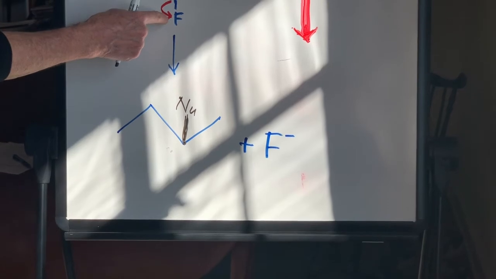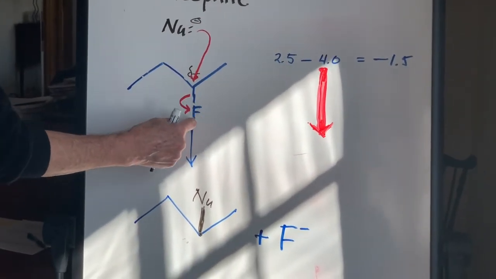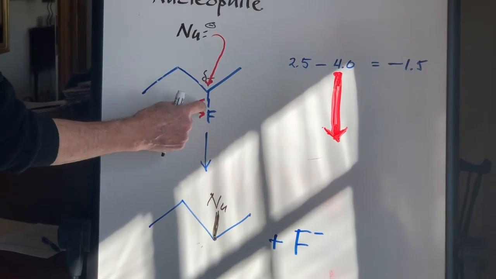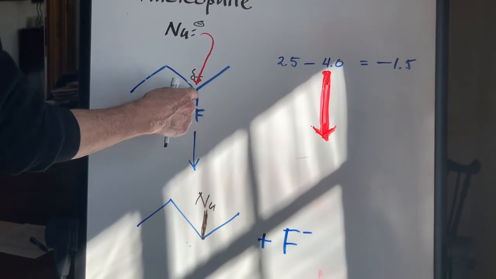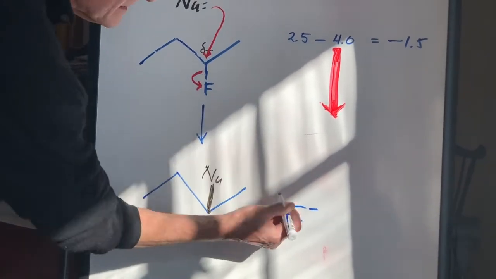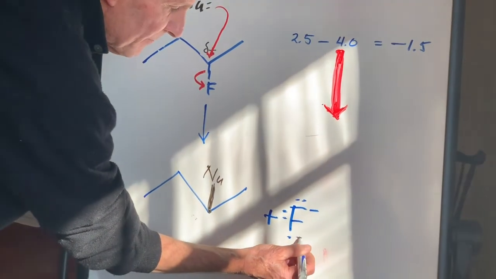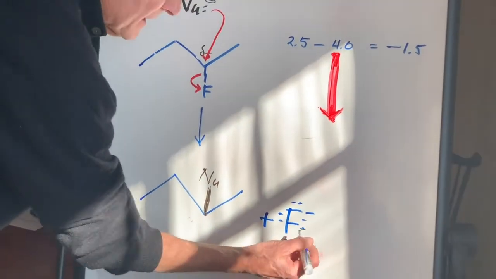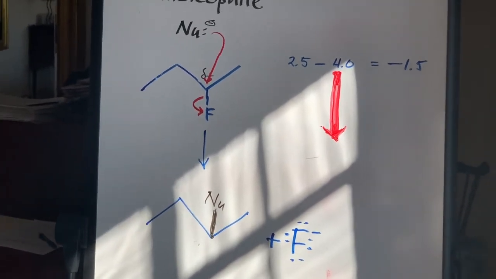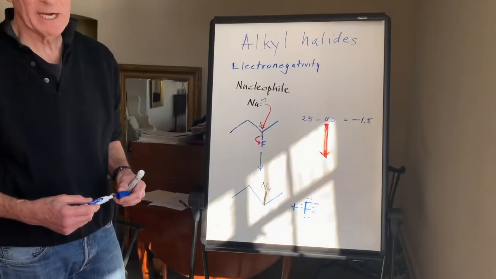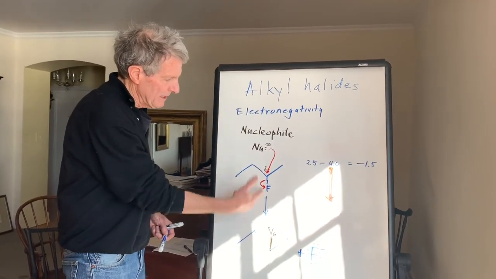It took its unshared pairs, 2 there, 2 there, 2 there. It shared a pair with the carbon, but it took both of those electrons in this action. So fluorine is leaving with an octet of electrons around it, and that gives the fluorine a negative charge. That reaction, as represented there, is called a nucleophilic substitution reaction. A nucleophile has substituted for fluorine in this action.